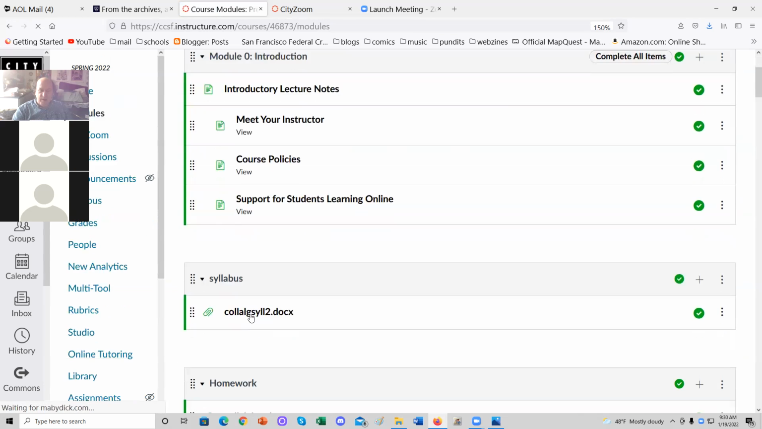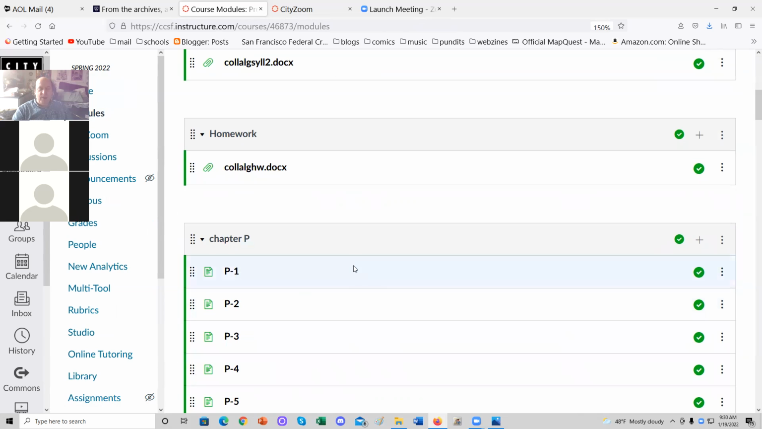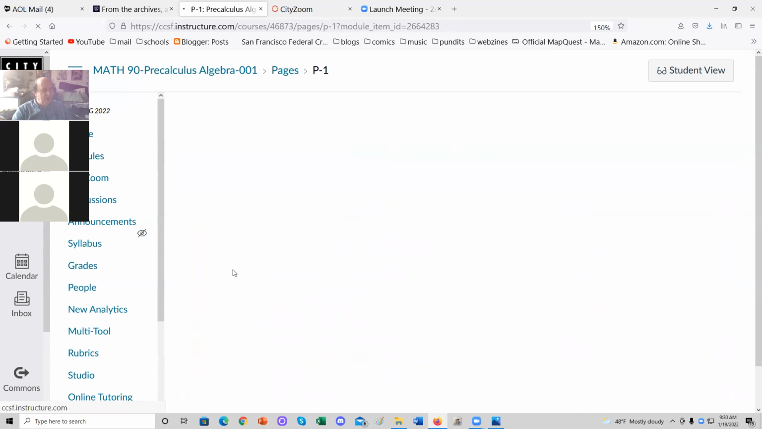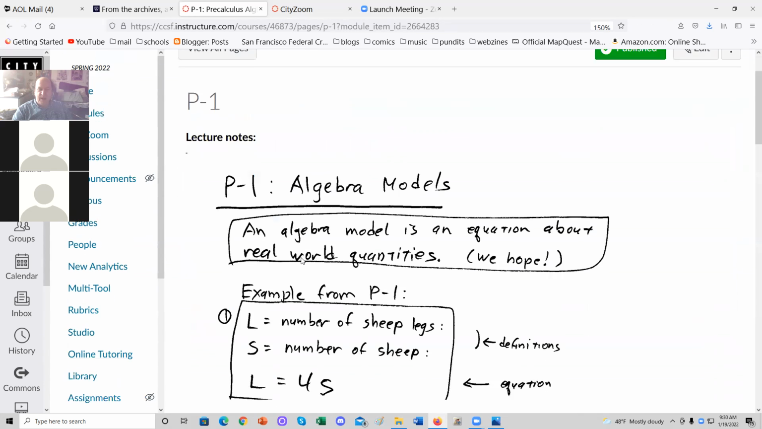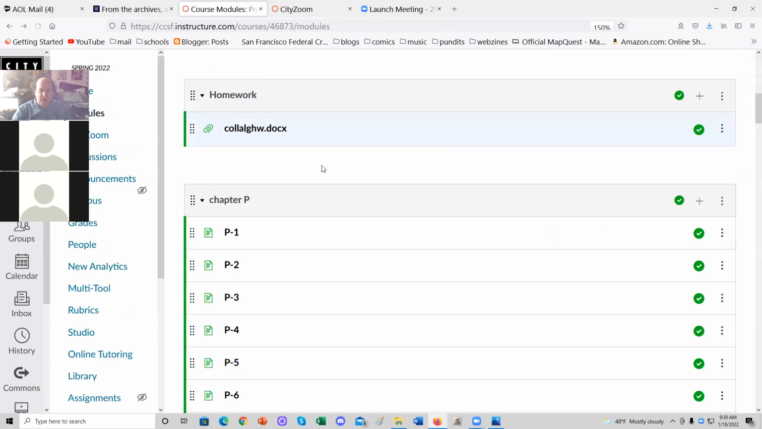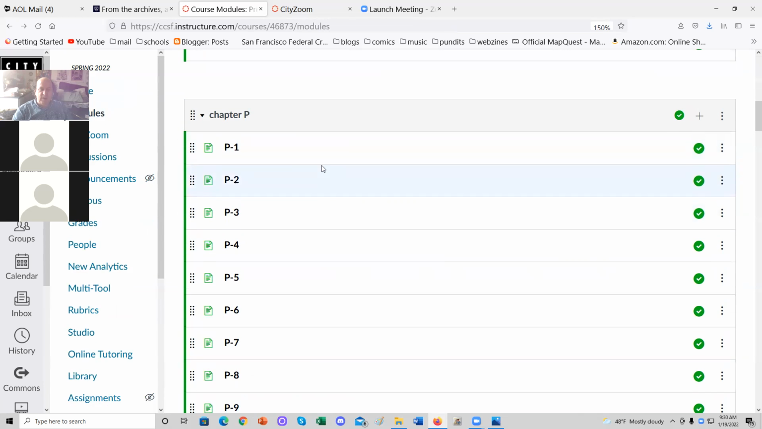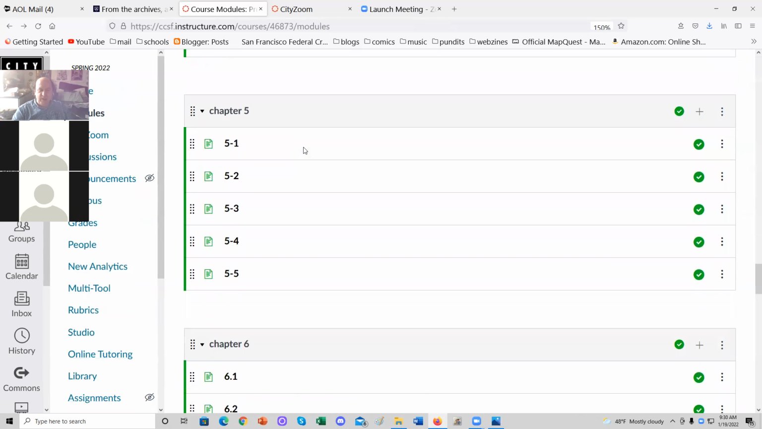Here we go. Syllabus. All right. Now, the rest of this consists mostly of lecture notes, such as, for example, here for section 1, say about algebraic models. We'll get to that later. And I will in general cover about 2 of these per section. These and these and these.